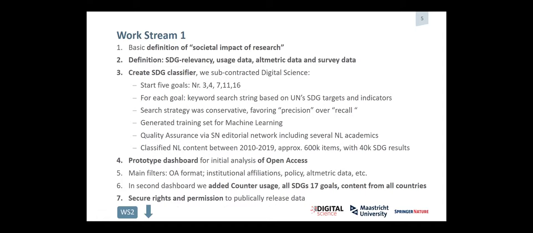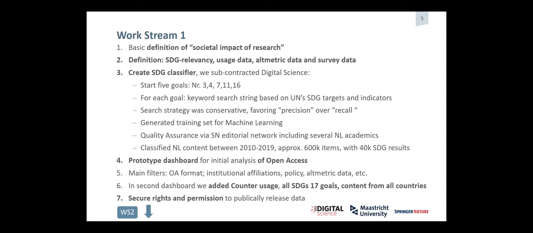So the first task of this workstream was to define what is the societal impact of research. We discussed many proxies or potential proxies of impact, but eventually settled on a broad definition based on research relevancy to the United Nations Sustainable Development Goals. This allowed us to focus on the most urgent societal challenges. Further, we expanded our definition to include usage data, altmetric data, and qualitative survey data. In this workstream, the main challenge was building an SDG classifier.